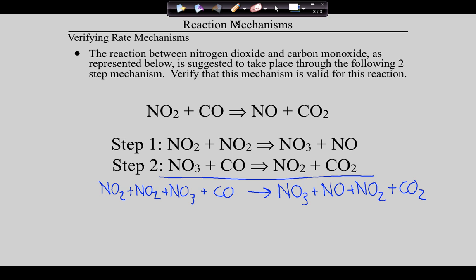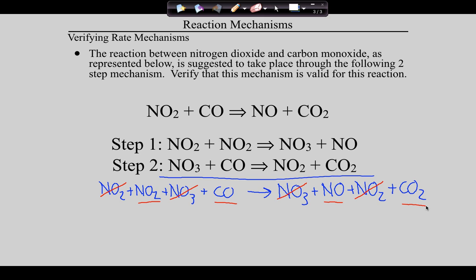So now guys, let's cancel anything that cancels. I've got an NO2 here and an NO2 there. I've got an NO3 here and an NO3 there, and I think that's all I can do. But now look at what we've got: NO2, CO, NO, CO2. Look familiar? We just passed test number one. We now know that the elementary steps add up to the overall reaction.